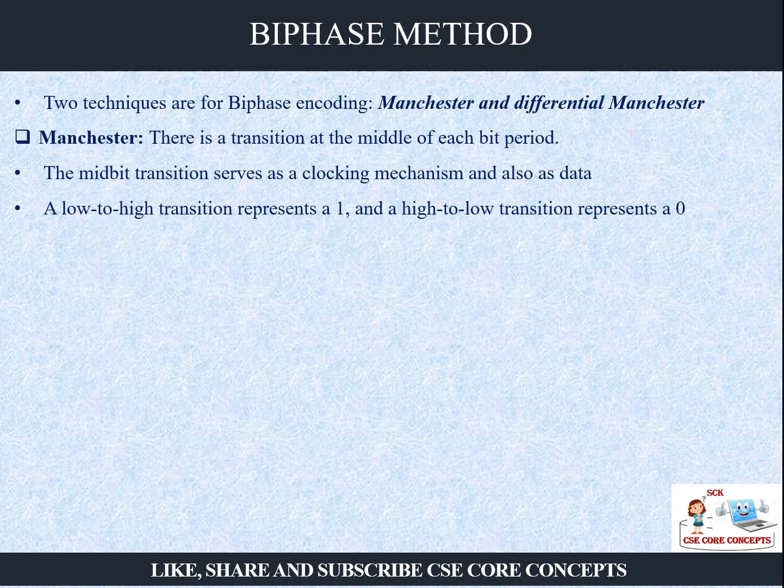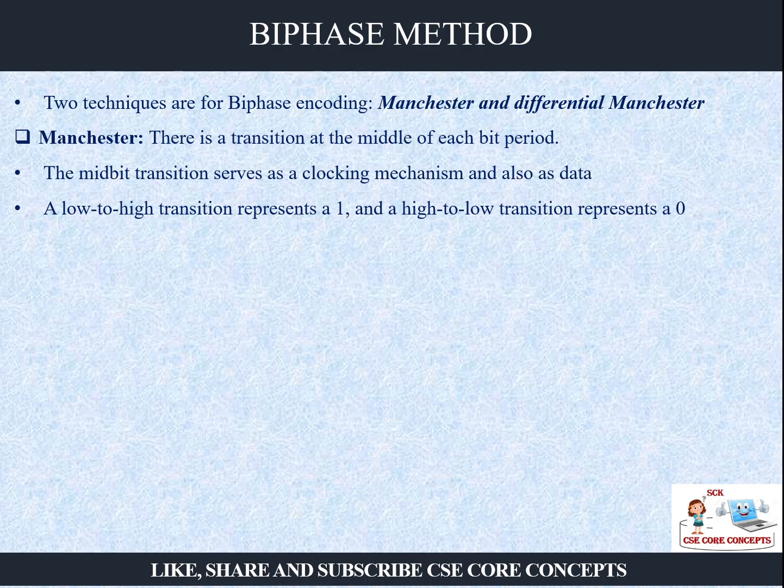Let us go to the next method. They are called as the biphase encoding method. So here biphase, why it is called? Because it keeps track of 2 things. One is the data and another is the clock. So here we have 2 popular approaches. One is the Manchester and second is the differential Manchester.